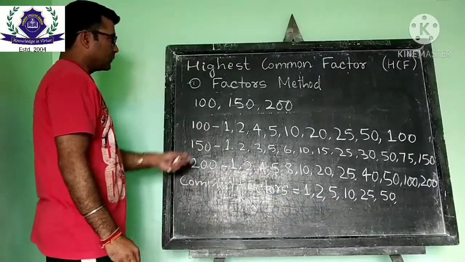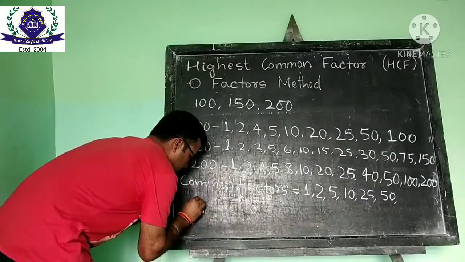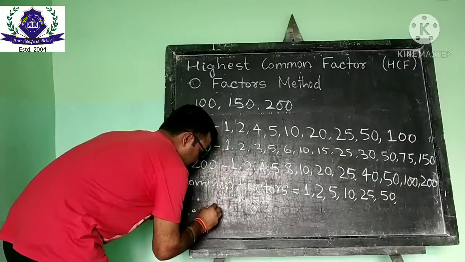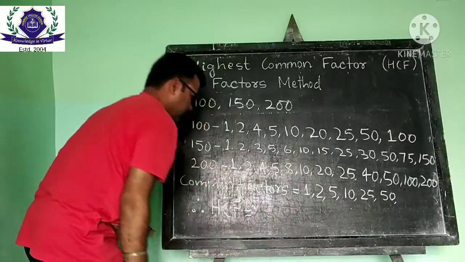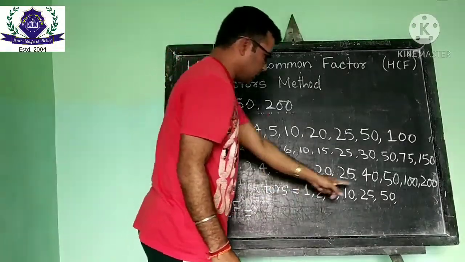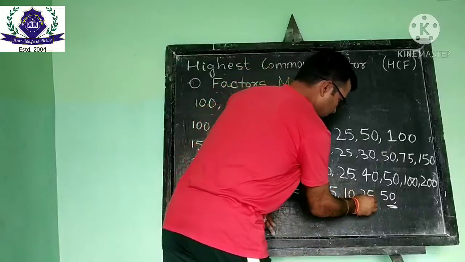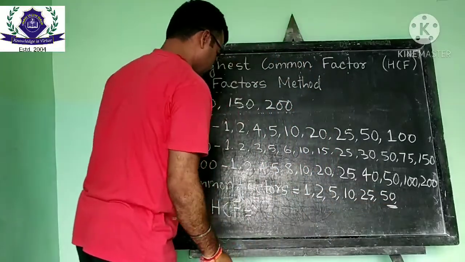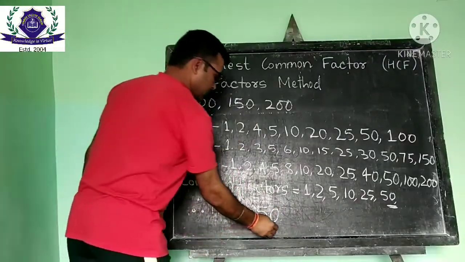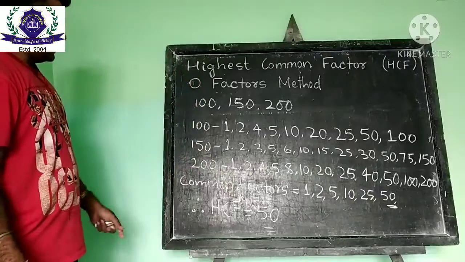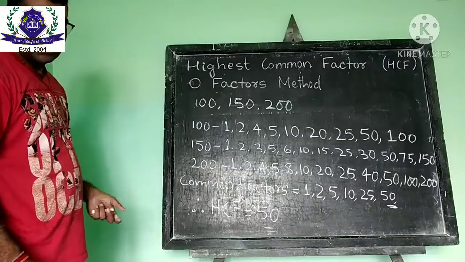Out of these we have to find the highest common factor, HCF. Therefore, HCF, that is highest common factor, is 50. These are the common factors, but out of all of them, 50 is the highest. So this is the first method to find HCF. My dear children, you need to write this down in your copy and practice it several times.